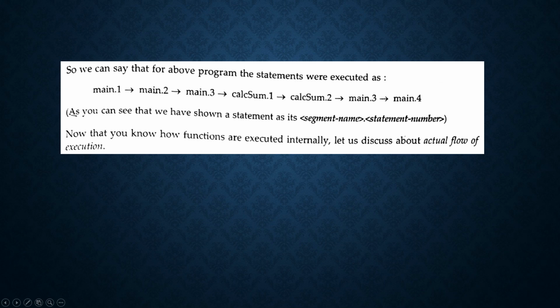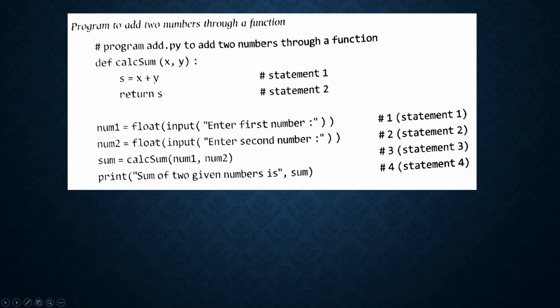The first statement of calculation is immediately after the function definition. Next, calculate sum 2. After this statement, it executes the return function. Return sends the answer back to the same main 3. After execution of main 3, it moves to main 4, so main 4 will be executed. Statements 1, 2, 3, 4 belong to main, and statements 1 and 2 belong to the subprogram calculate sum.